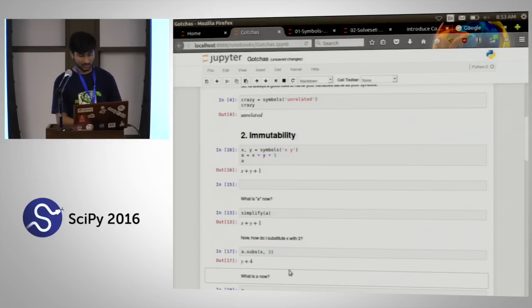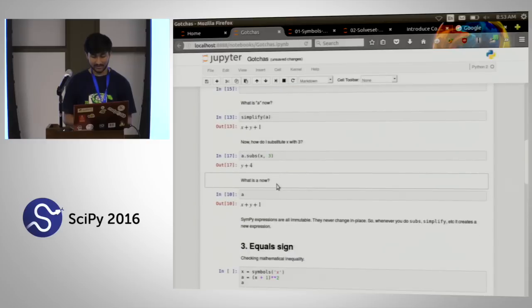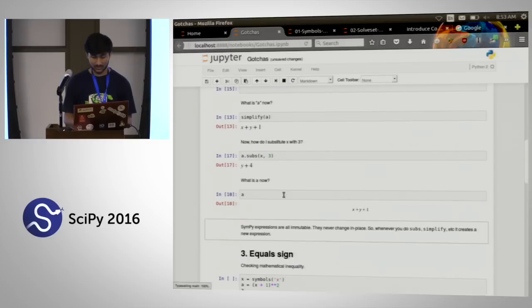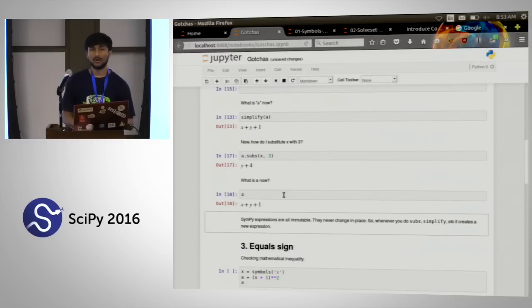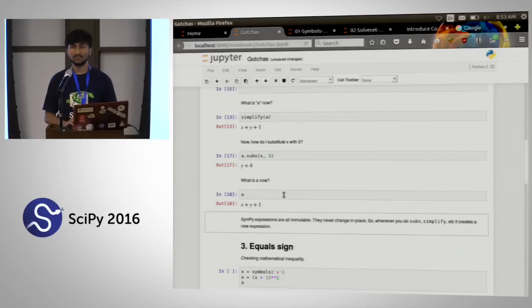Yeah. So if you still print a, then it will still be x plus y plus 1. So the point is that all SymPy expressions are immutable.